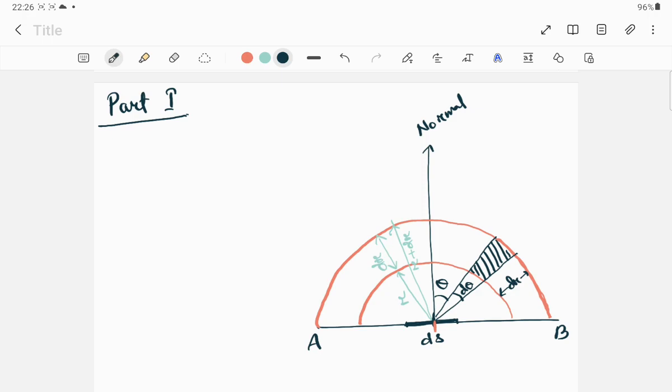Now let us consider this shaded region, that means the area between the circles of radius r and r plus dr, and also between the angles theta and theta plus d theta, because this whole angle is called theta plus d theta.